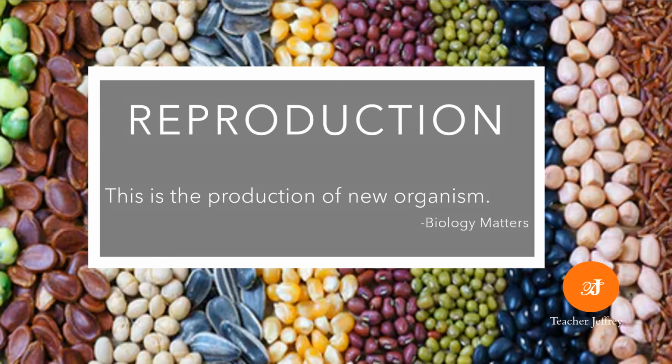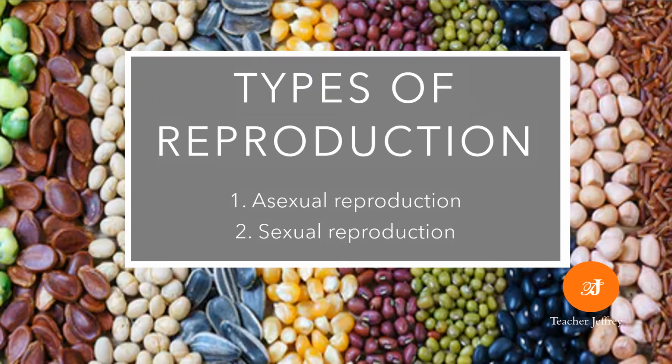According to Biology Matters, reproduction is the production of new organisms. There are two types of reproduction in plants: 1. Asexual reproduction and 2. Sexual reproduction.